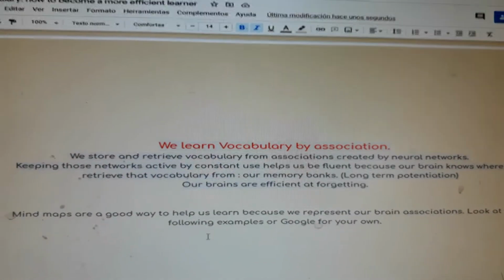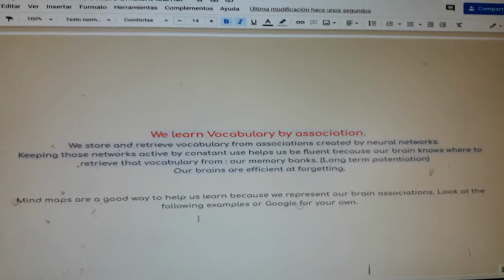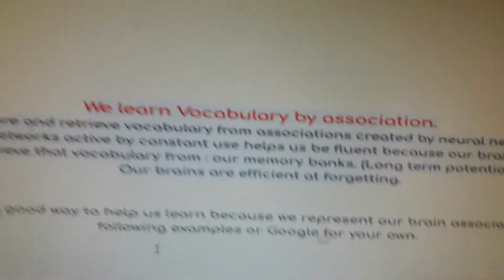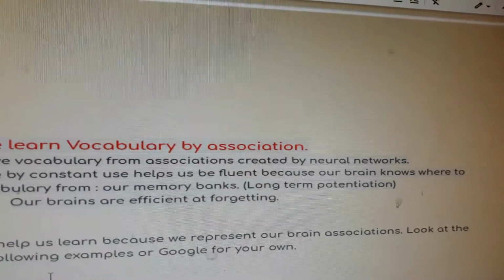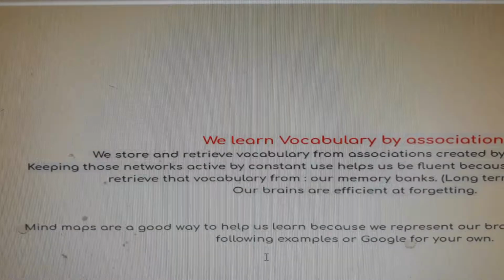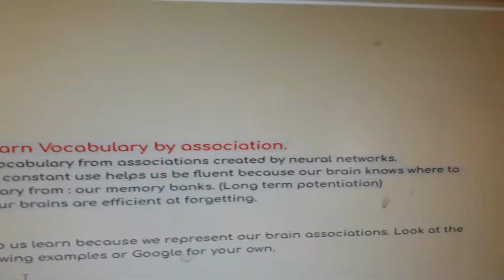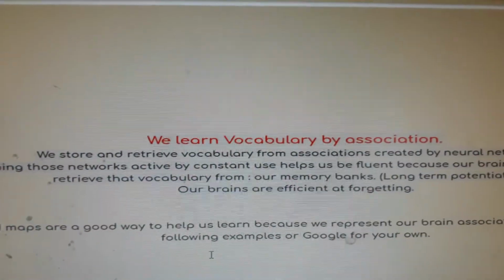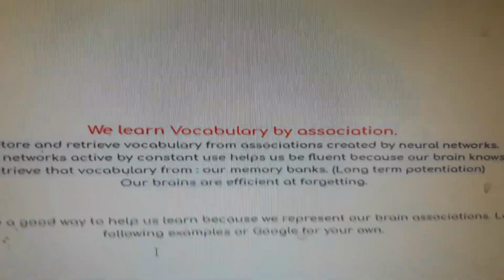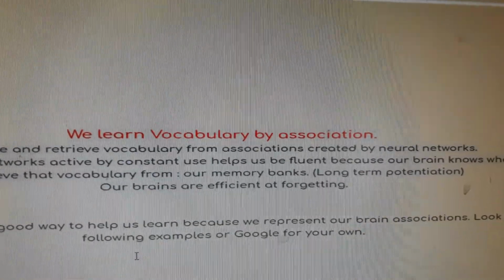We learn vocabulary by association. These associations are neural networks. We store, almacenar, and we retrieve vocabulary from associations created by neural networks. Keeping those networks active by constant use helps us to be fluent when we speak, because our brain knows where to retrieve, that is, ir a buscar, the vocabulary from our memory banks. This is what we call in neuroscience long-term potentiation.